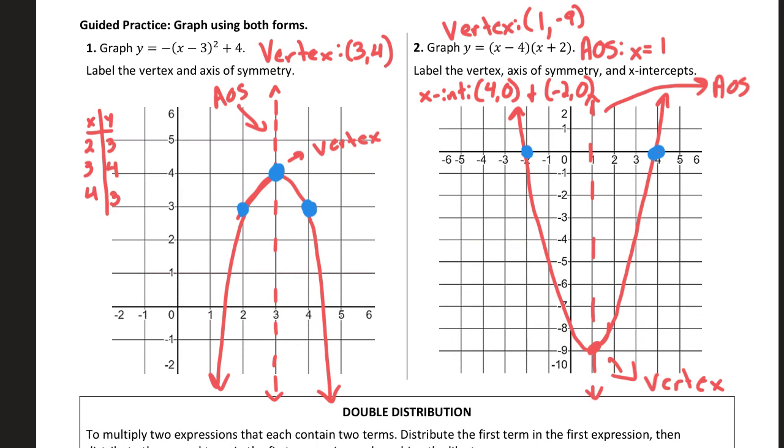Okay, so I'm going to have you move on to the next step in the lesson, which would probably be just some practice with graphing and determining the important parts of these graphs.